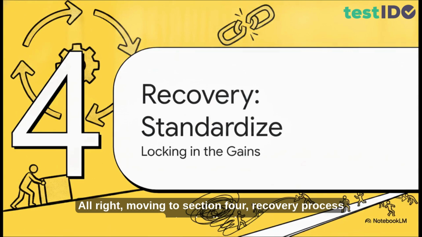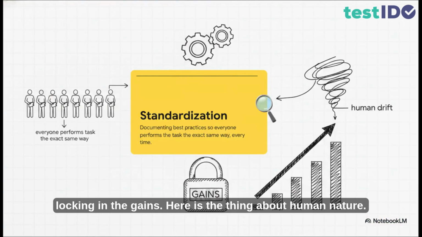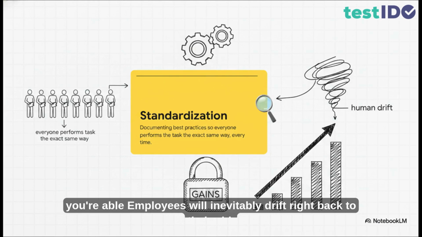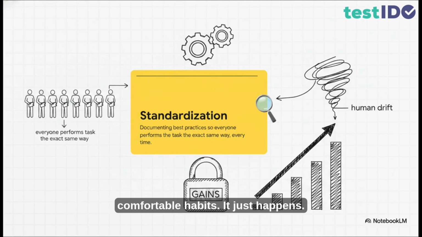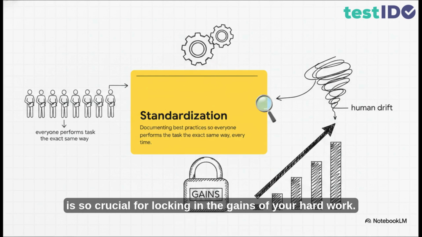All right, moving to Section 4, Recovery, Process Standardization, locking in the gains. Here is the thing about human nature. If you design a brilliant new process and simply walk away, employees will inevitably drift right back to their old comfortable habits. It just happens. And that drift is exactly why our recovery phase, process standardization, is so crucial for locking in the gains of your hard work.